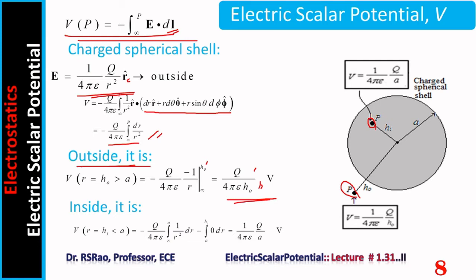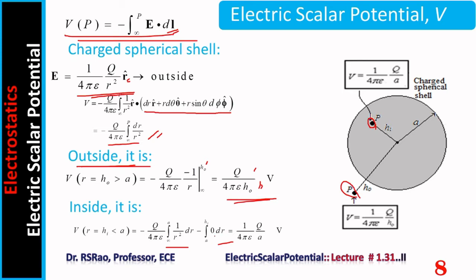To compute the potential inside the shell, we split the integral from infinity to hi. This integral we split into two: one from infinity to a, where a is the radius of the shell, and the second from a to hi. In the first integral, we have to keep the field intensity outside. In the second integral, we have to keep the field intensity that exists inside the shell.